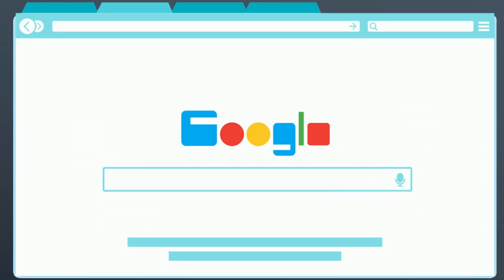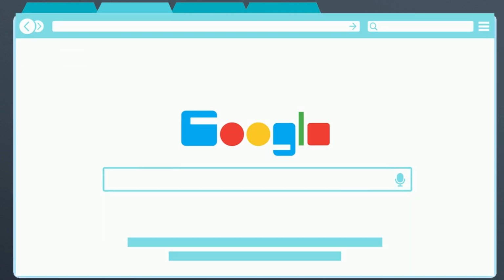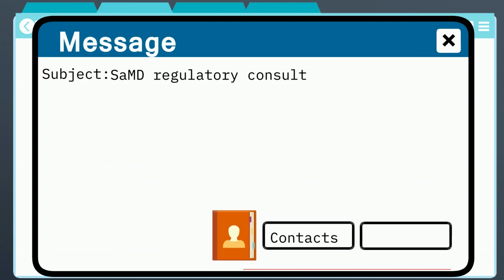How do you find these experts? Well, do an internet search and find SaMD regulatory consultants or other people who have been involved in the development of SaMD products. Do a LinkedIn search and look for medical device consultants who have experience with SaMD products. Or you can talk to your network of folks who have consultants that they've used previously to help them through this process.